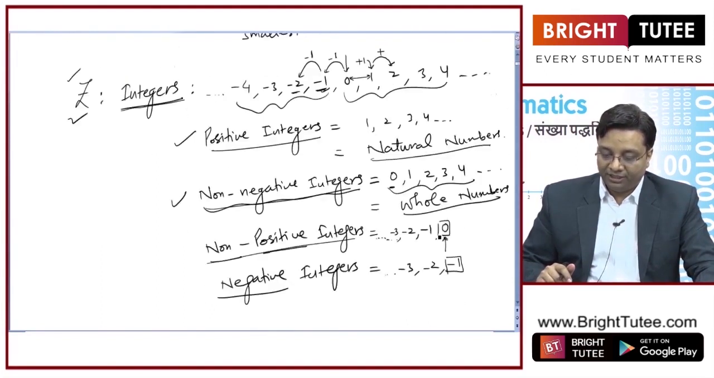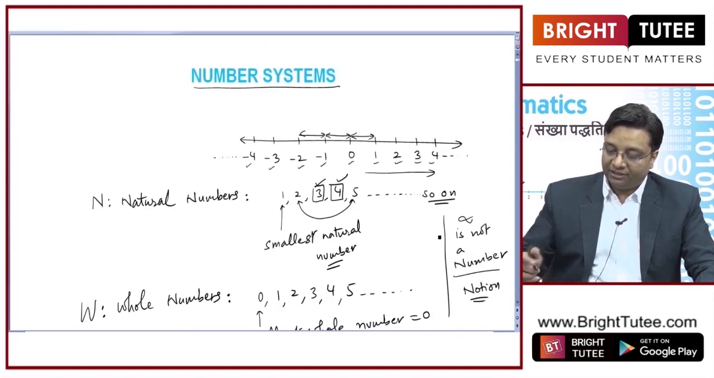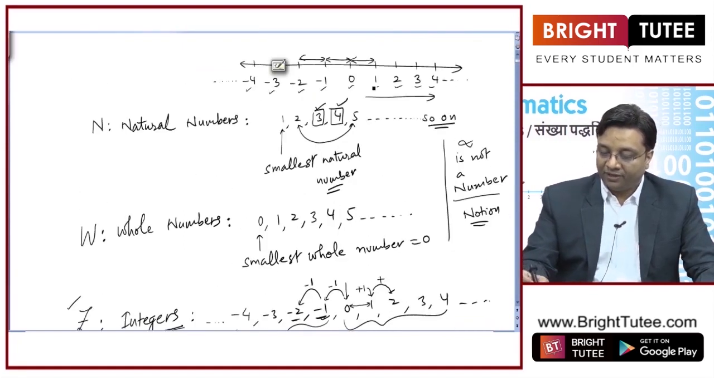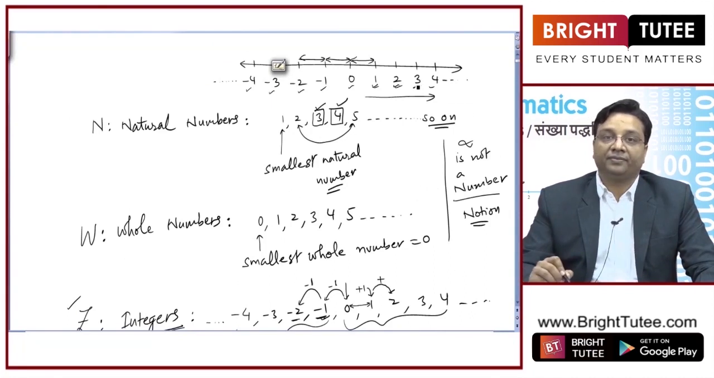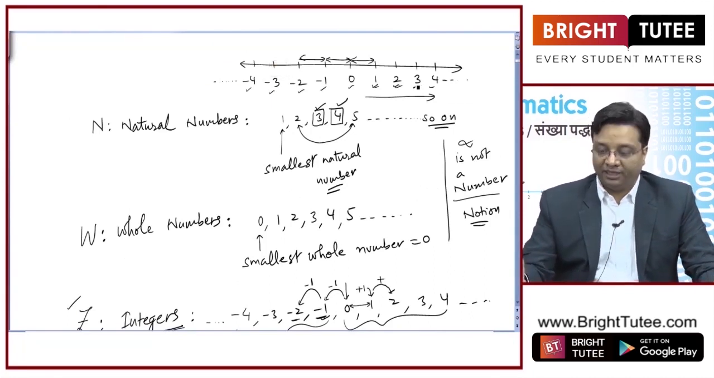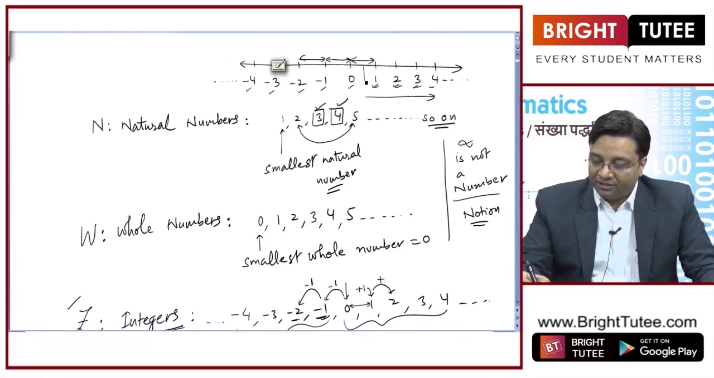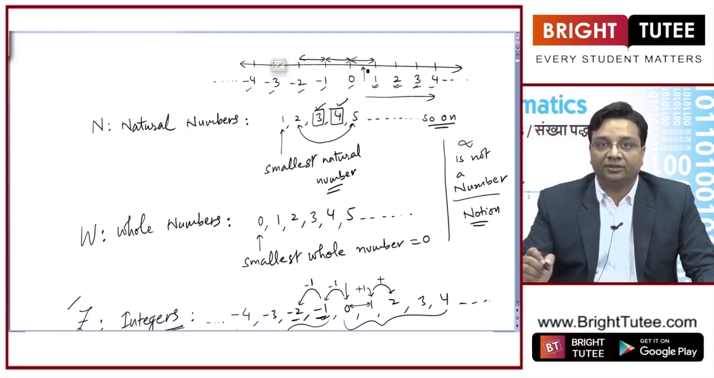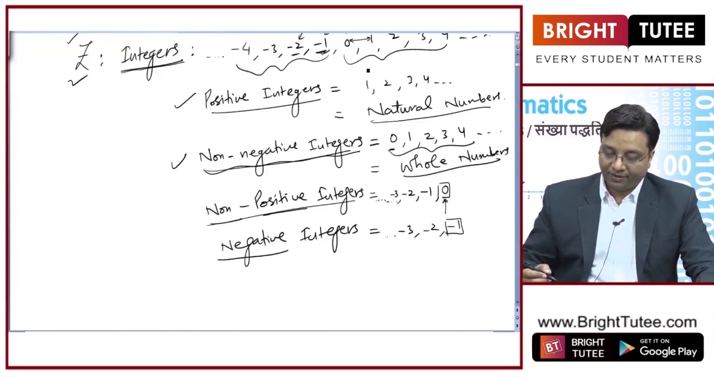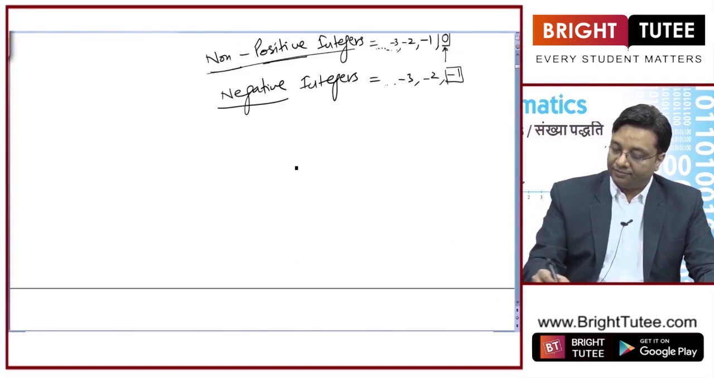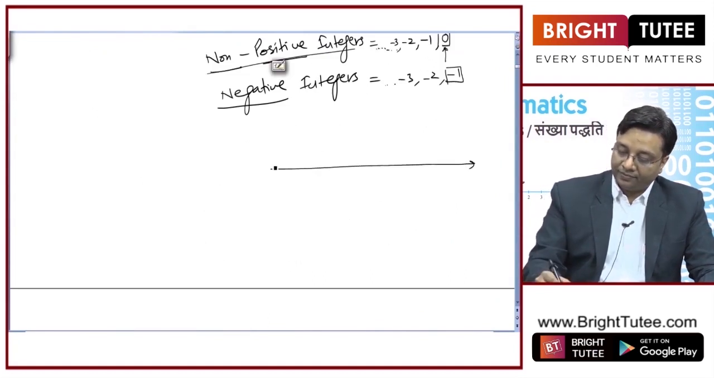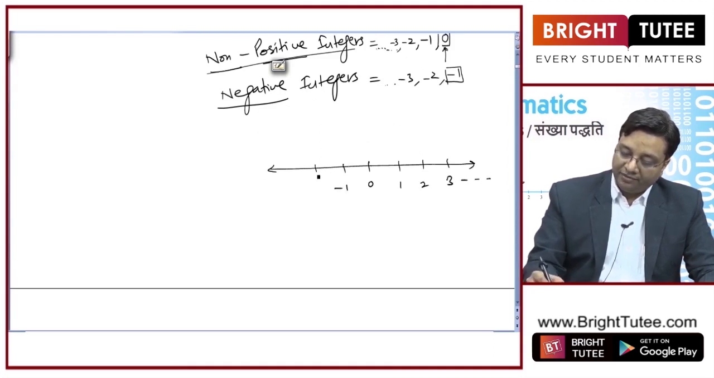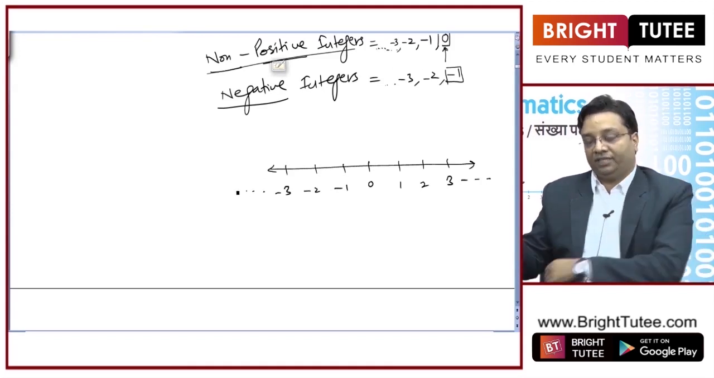Now we have discussed these numbers that we could see on this number line. Are there any other numbers on the number line? Is there any number between 0 and 1? Let us look at it. This is 0, this is 1, 2, 3 and so on, -1, -2, -3 and so on on the negative side.